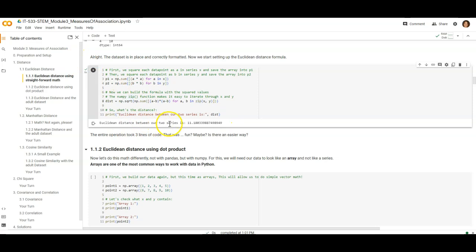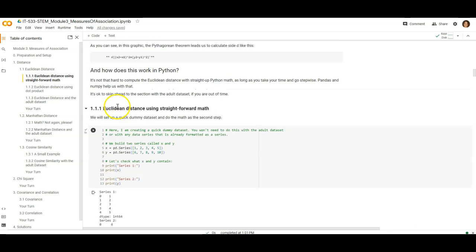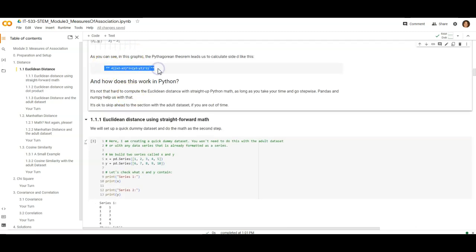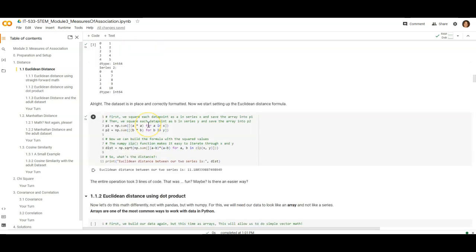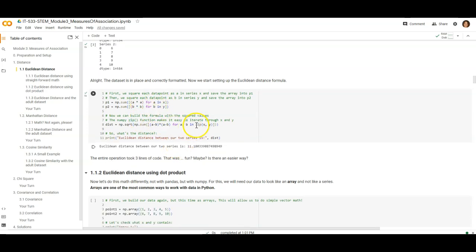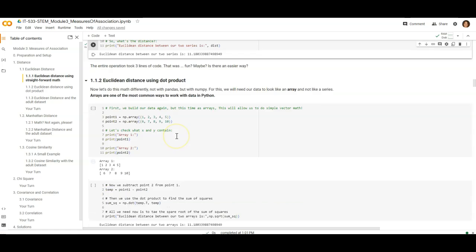And we are seeing here the Euclidean distance between our two series, or two vectors, is 11.180, and so on and so on. Yeah, that makes sense mathematically. It replicates our function here that was derived from the Pythagorean theorem for our Euclidean distance, d. Very nice, but can we do this more easily, because this seems to be a little maybe convoluted to you?